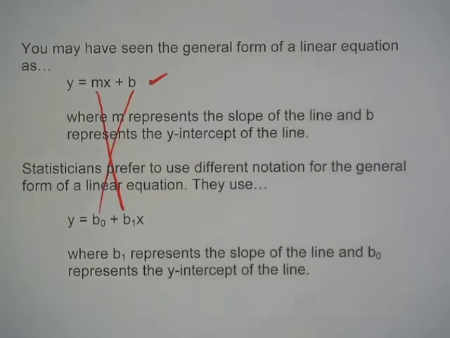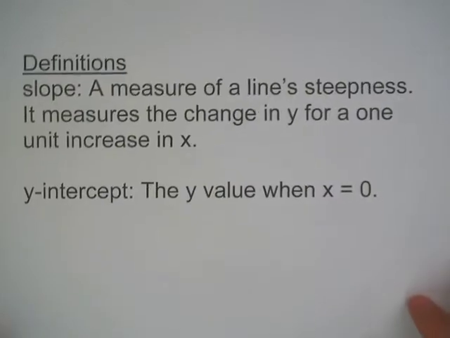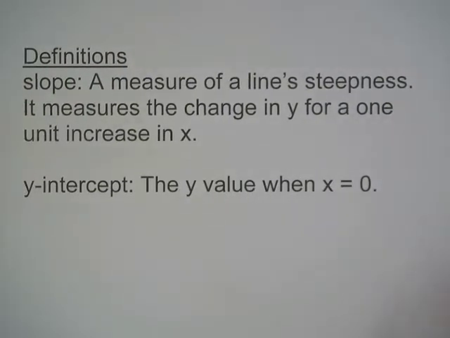Now to just review what slope and y-intercept are. Slope is a measure of a line's steepness. It measures the change in y for a 1 unit increase in x. And the y-intercept is the y value when x equals 0.